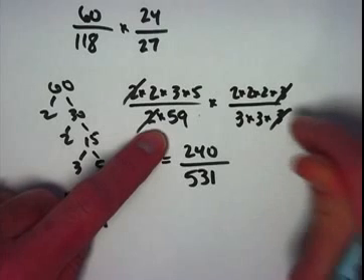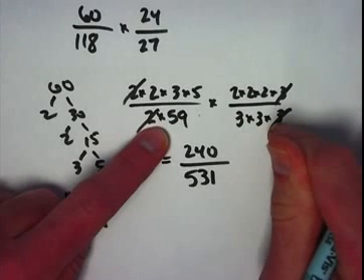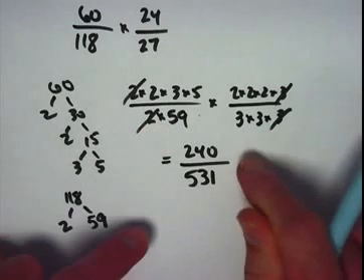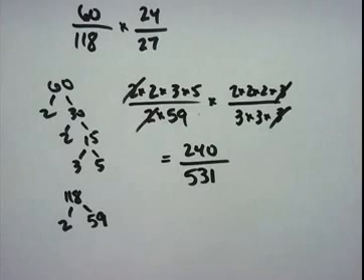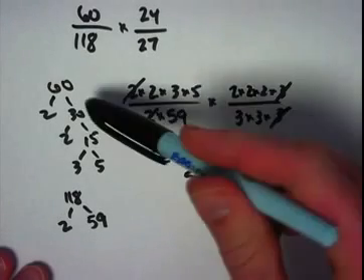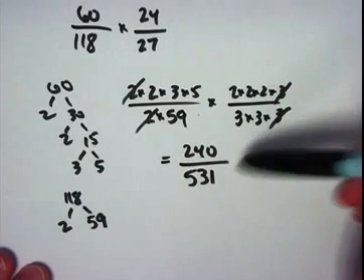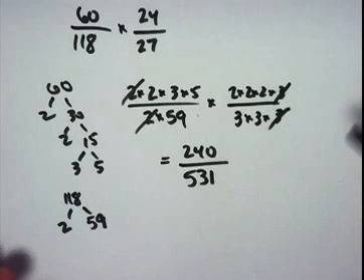And since I've done all the cancellation I can possibly do here, I can't go any further with this. I can't reduce it anymore. There are quicker ways, actually, without doing prime factorizations to reduce this fraction, but I wanted to show you that you could do it with prime factorizations.